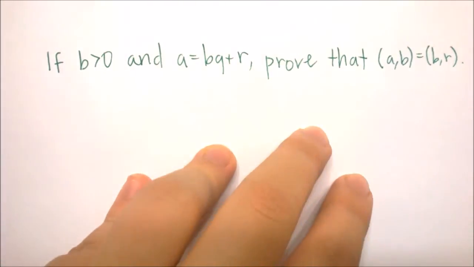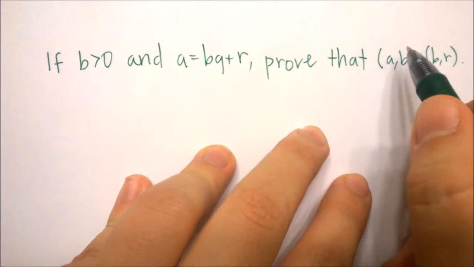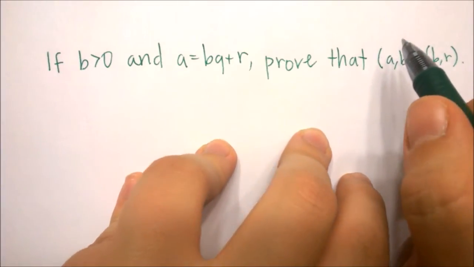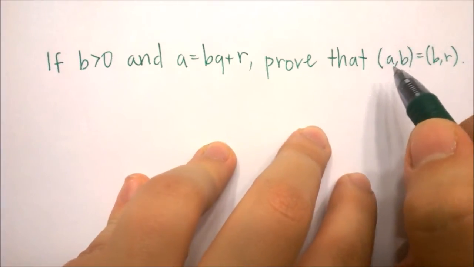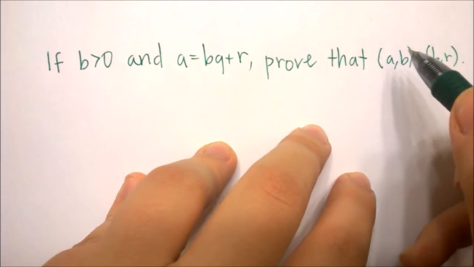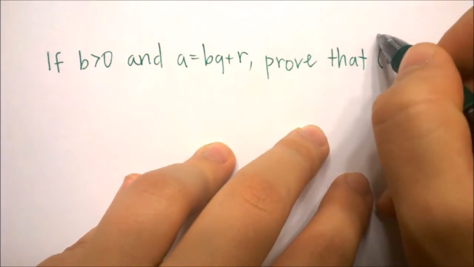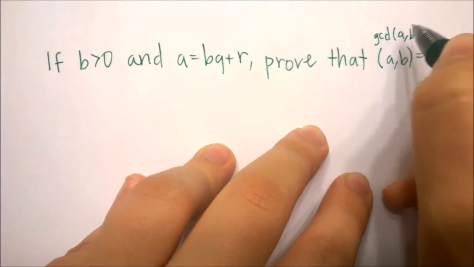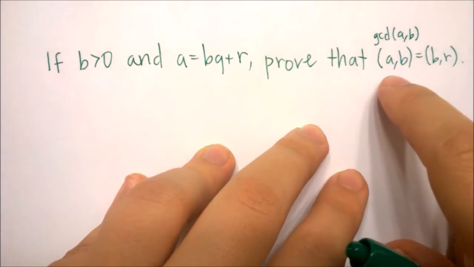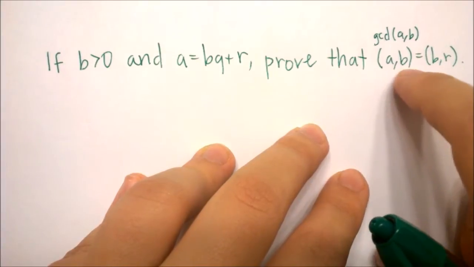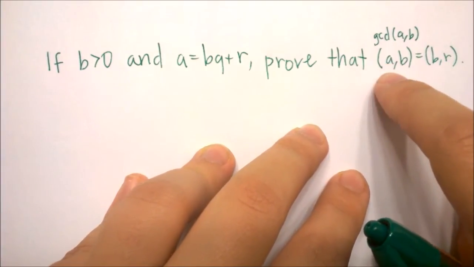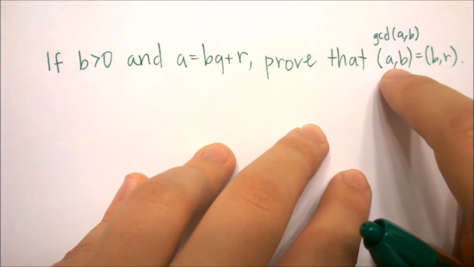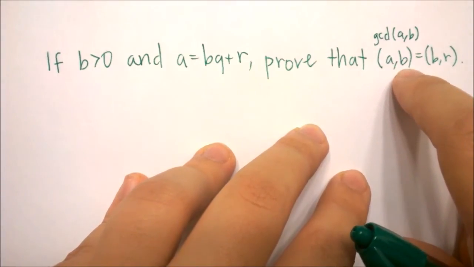And just note that this notation, these parentheses with the a and the b, in my textbook, when they write it like this, it means the greatest common divisor of a and b. You might also see it like this. It just depends on what book you use, but don't confuse this as a coordinate. This is the GCD of a and b, meaning the greatest common divisor that divides a and b.